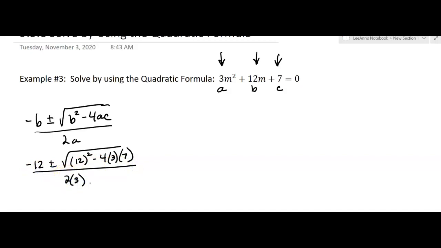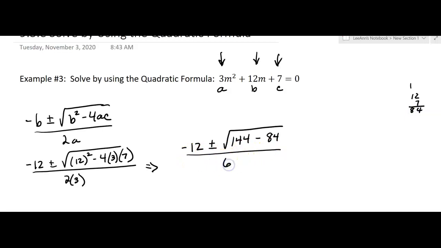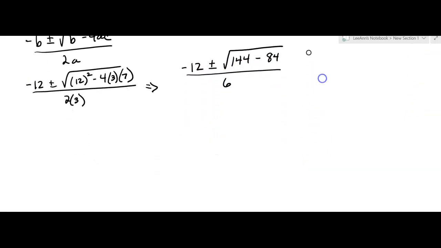Okay, so if I've got all the numbers where they're supposed to be, then I start simplifying. So negative 12 plus or minus 12 squared is 144 minus, now what's 12 times 7? I think it's 84. I probably better check that. Yeah, that looks like 84 to me. Okay, all over 6. And so we've got one more thing to do right now. We've got to do that subtraction. So negative 12 plus or minus the square root of, and then 144 minus 84 is going to be what, 60?